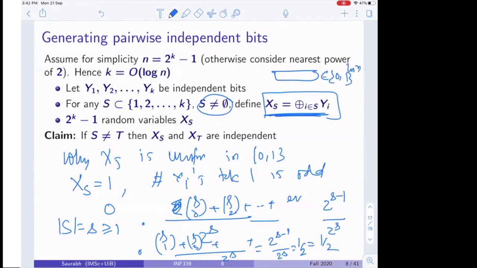Now, if I ask you, give me Xs, or sorry, give me the ith random variable, what will I do? I write i down in binary, take those bits, take their OR, and return that. That's it, right? So this I can do on the fly. This is one method of generating pairwise independent random variables.